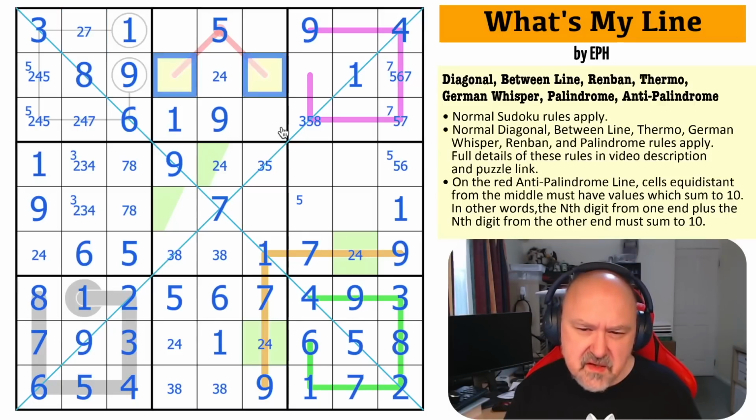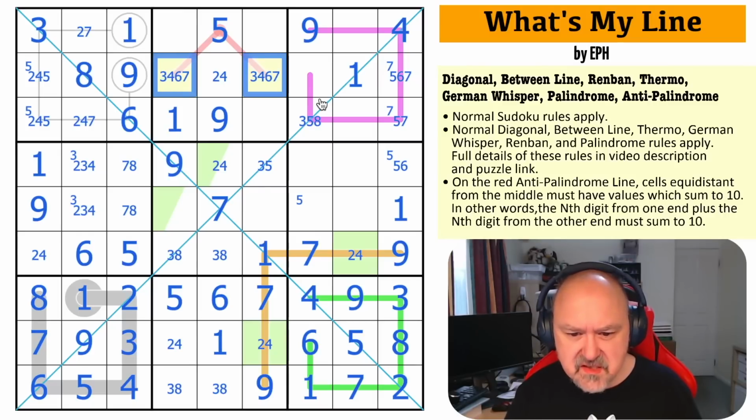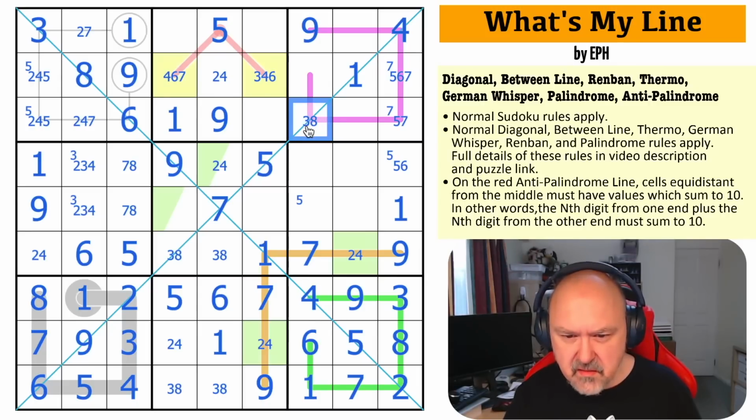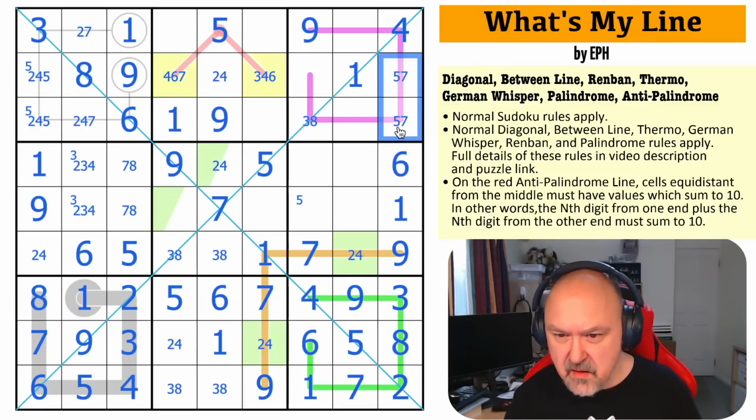This is restricted now. It can't be 1, 9, or 2, 8. It's 3, 7, or 4, 6. This can't be 7, so this can't be 3. Oh, this 3, 8 pair makes this 5, so there's no 5 here. That makes this 6, so there's no 6 here. This is a 5, 7 pair. This is nuts.